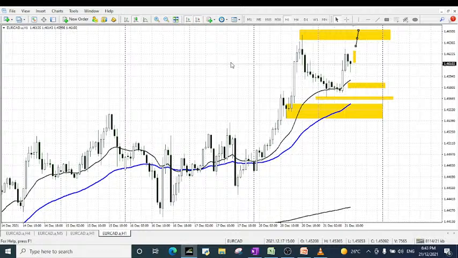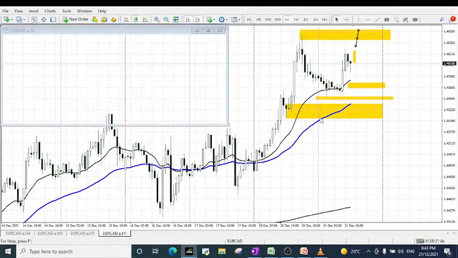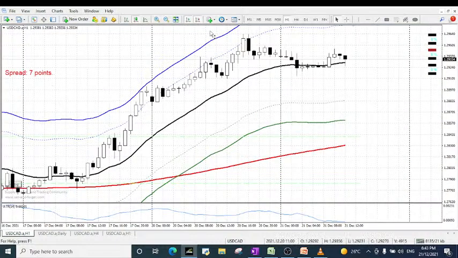This is what we're waiting for, man. This is what we're waiting for. This and US Canadian dollar. So Euro card or US card. Where is US card? US card. So this is what we're waiting for.